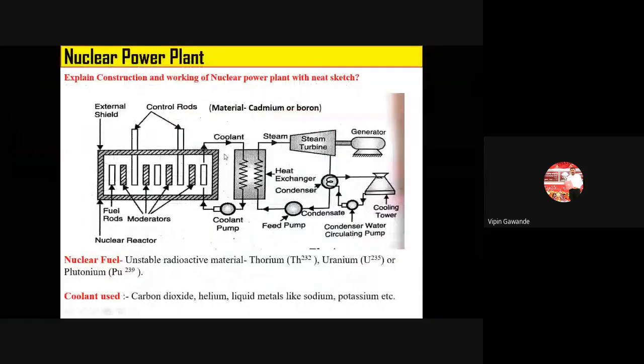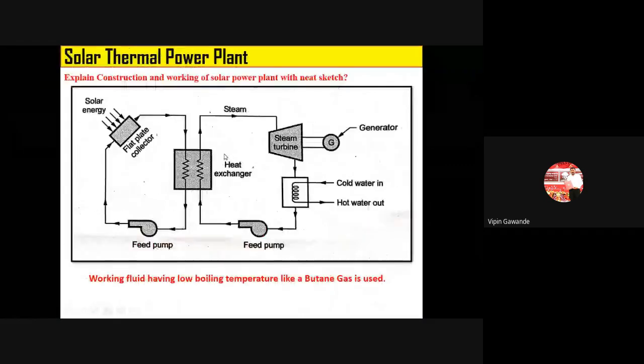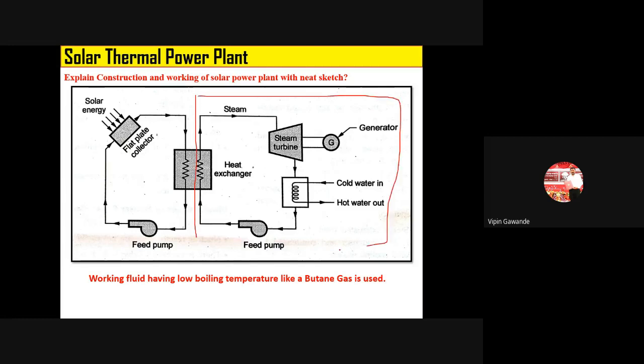Now let us take the another type of the thermal power plant. Okay, we are dealing with thermal power plant only. So the next type of thermal power plant is what? It is a solar thermal power plant. Now here also you see this one. This part is same diagram काढायची. Thermal power plant मधली right hand side मधली diagram, same diagram.